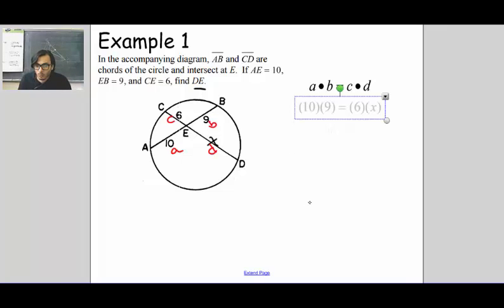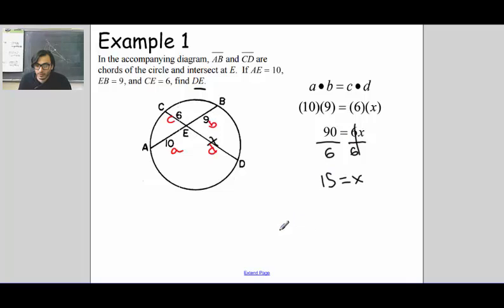So we substitute, we simplify that, and we're going to simplify it even further by dividing both sides by 6. This cancels out, and we get 15 equals X. So we could say segment DE equals 15. That's our final answer.